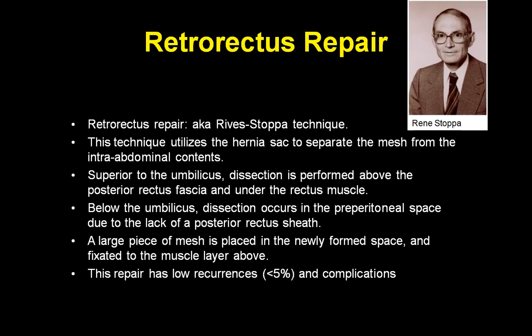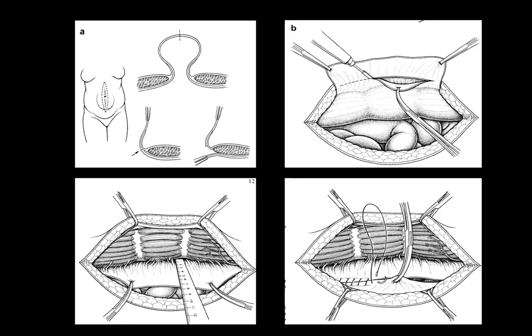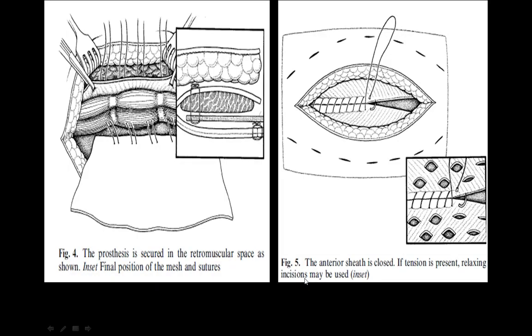This repair has a low recurrence rate. A large piece of mesh is placed in the newly formed space and fixed to the muscle layer above. This is a typical hernia. This is a hernial sac which is opened up and reduced. This is the posterior rectus sheath. This is the anterior rectus sheath. This is the muscle. The posterior rectus sheath is sutured here, and the mesh is sutured to the muscle and to the sheath here. A big mesh is placed here, and this is what is called Stoppa's repair. The anterior rectus sheath is closed, and if there is tension, you can give a relaxing incision above to release the tension.